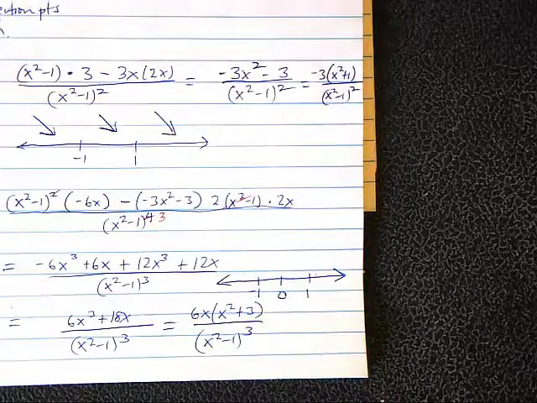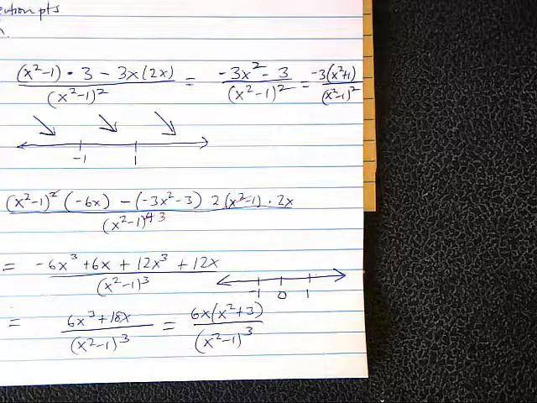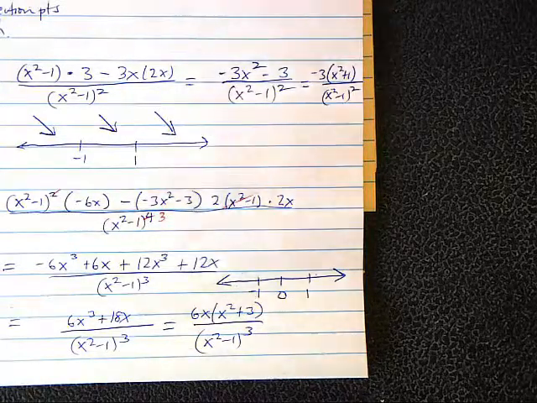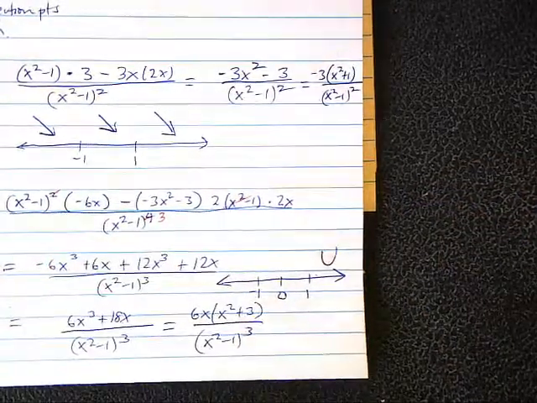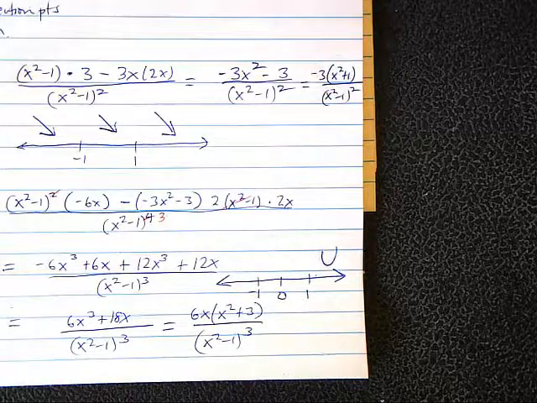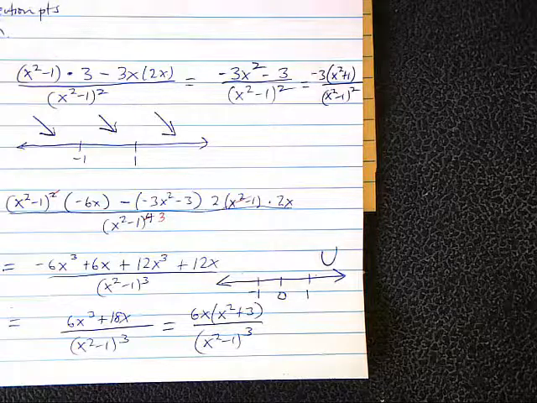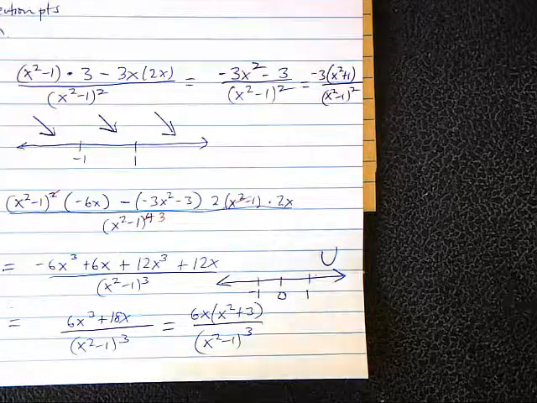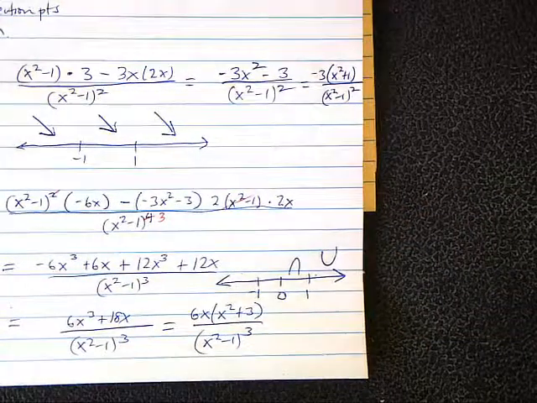All right, we plug in our favorite numbers. Favorite number bigger than 1? 2. You plug it in, you can check it. It's positive. What's your favorite number between 0 and 1? 1/2. Plug in the half, work it out, check it. I think you'll get a negative number.